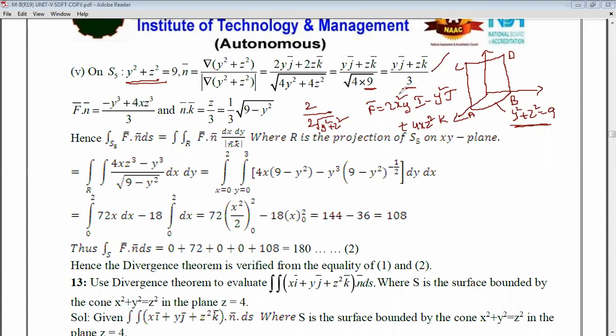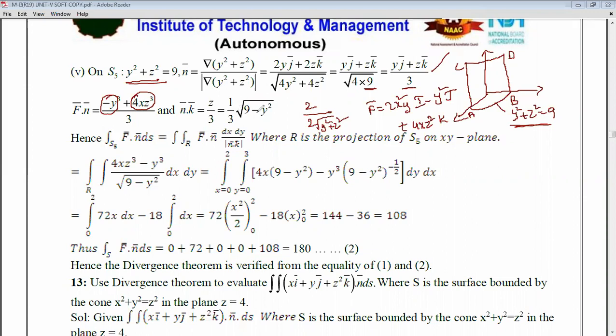Here there is no i coefficient, so for that this is 0, and here y into y² gives minus y³, so we wrote minus y³, and it's 4xz² into z, that is nothing but 4xz³, divided by 3. And now n bar dot k bar. So the dot product between n bar and k bar. This is completely our choice. We are going to take it as the xy plane. So here n bar dot k bar is equal to z by 3.